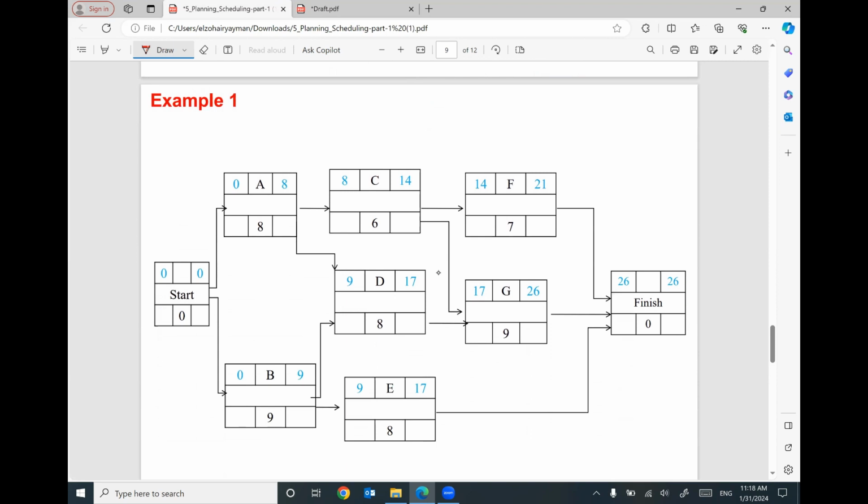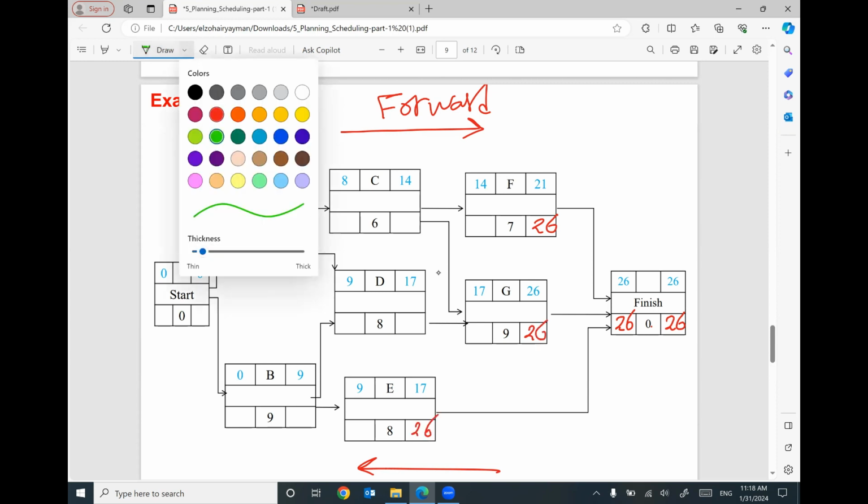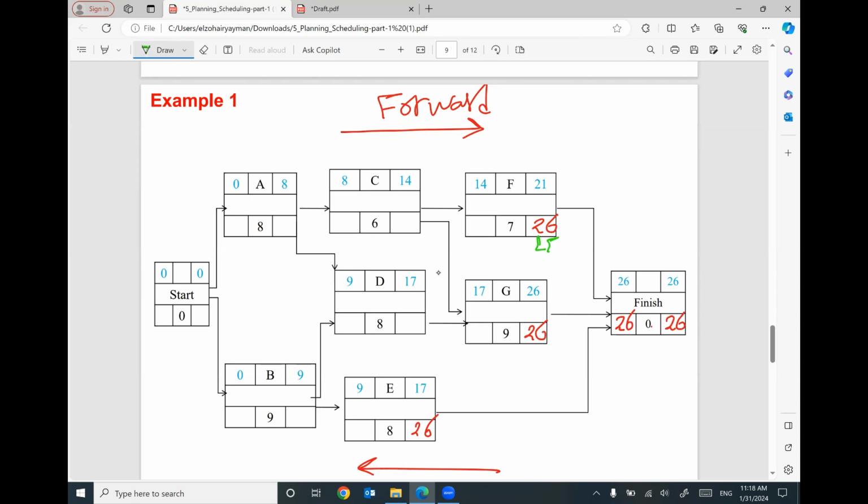Let's do an example. The example I started before, where I finished the early start, early finish, and the duration of the project by moving forward. I am done. Let's move backward. So I'm gonna start from the right. We have here 26. The finish of the project minus 0 will also be 26. This 26 will go back to this arrow, and this arrow, and this arrow. So right now, I have the late finish of activity F.